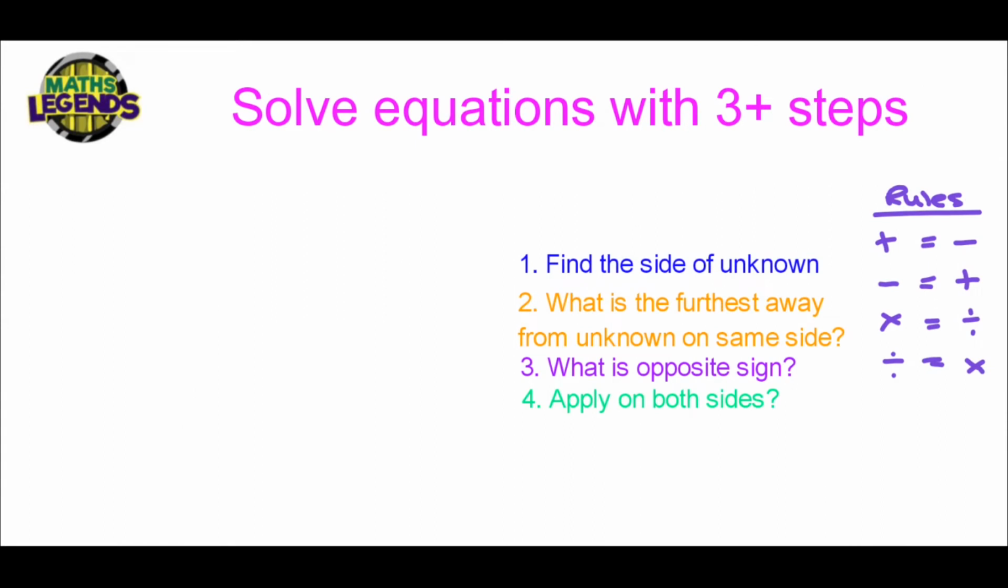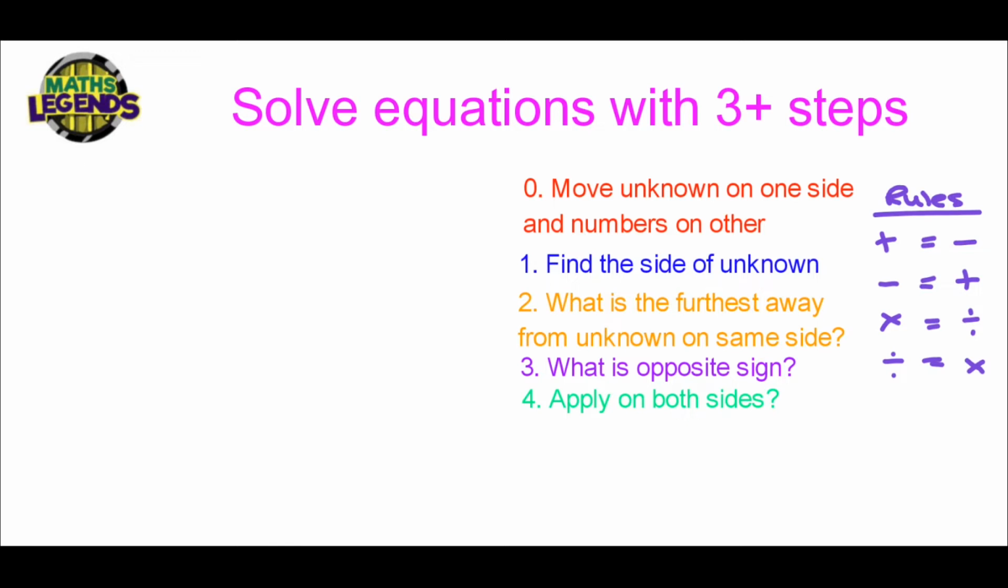Solving equations with 3 or more steps. Here we still use the rules that we learned before with 1 or 2 steps. However, we need one more rule, which is moving the unknown on one side and the numbers on the other. So let's look at an example.